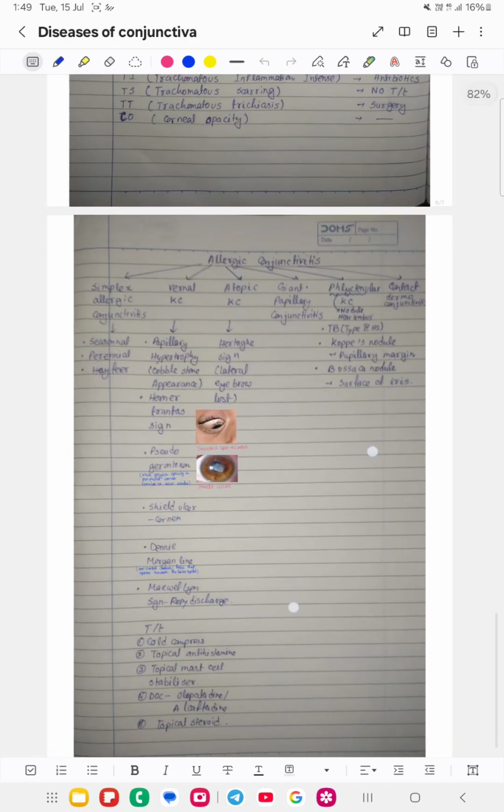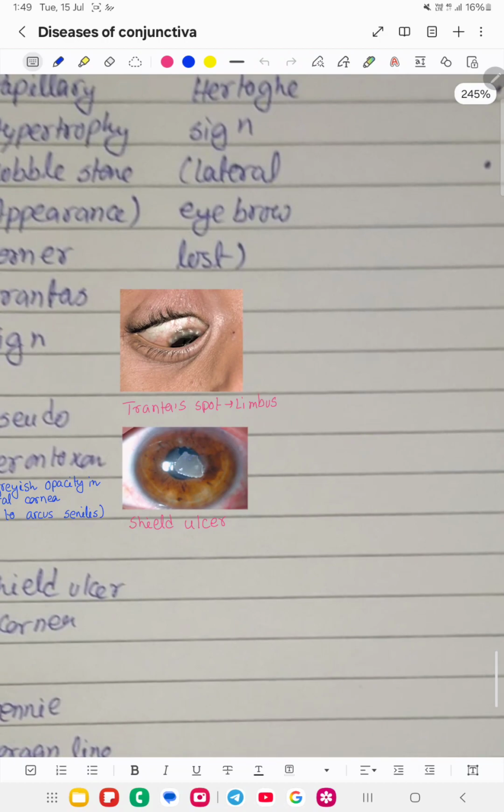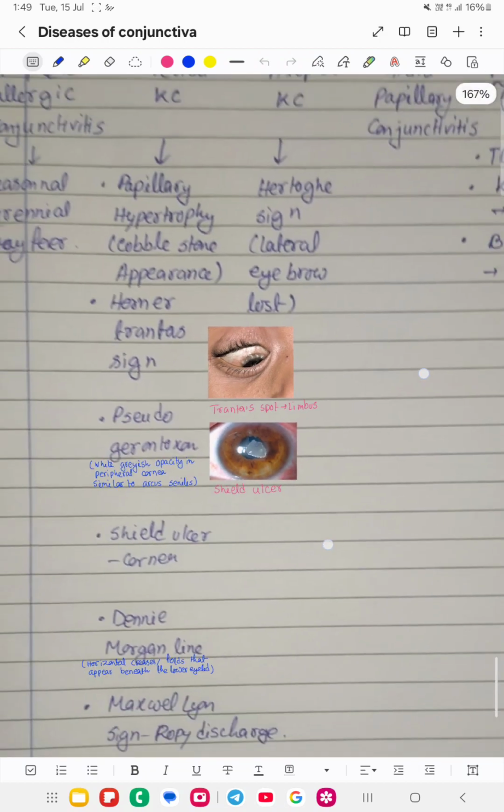Next, come to allergic conjunctivitis. Allergic conjunctivitis can be of several types. First one is simple allergic conjunctivitis. It can be seasonal, perennial or hay fever. Vernal conjunctivitis is the most important type. In this we see papillary hypertrophy, cobblestone appearance, then Horner-Trantas sign. What is that? I have attached this picture on the right side. That is, in the limbus we see white spots.